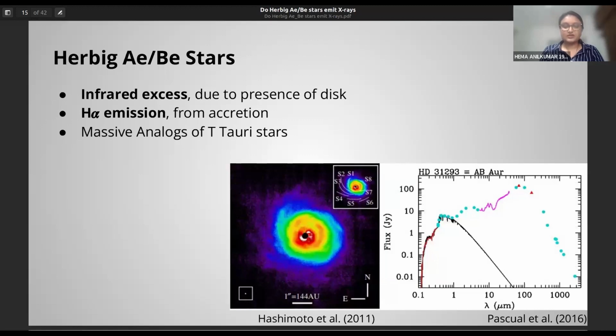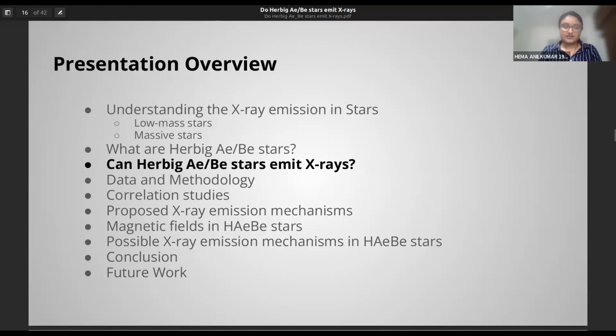Here, this is the best example of showing that Herbig Ae stars have the presence of a disk. On the right is the spectral energy distribution of the same star, which shows an excess in the infrared because of the presence of the circumstellar disk. So now, can these types of stars emit X-rays?